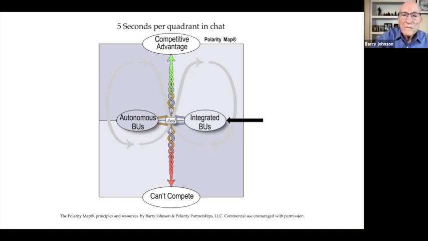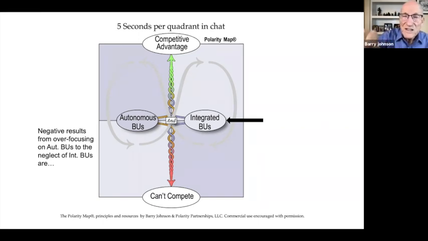And I said, well, from what I know about polarities now, and what you know from what I just said in the summary, there are going to be negative results from over-focusing on autonomous business units to the neglect of integrated business units, because they don't have integrated or centralized there. So you tell me, I said, this organization is experiencing or will experience the following dysfunction. What are those dysfunctions? 5 seconds, go.